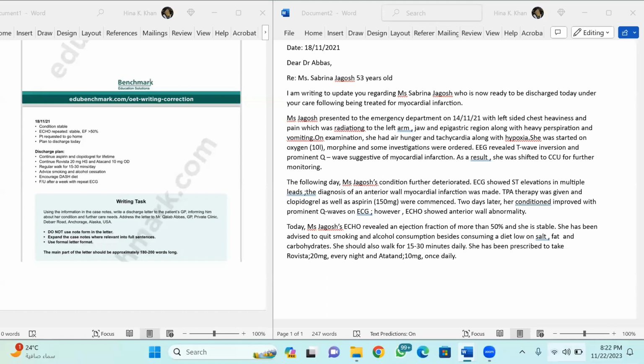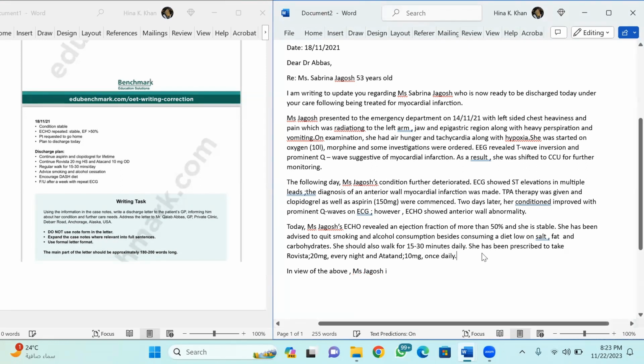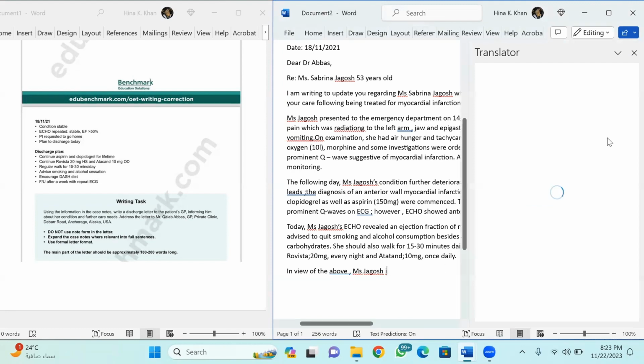Now we are going to write the conclusion. Now we'll write, in view of the above, Ms. Jagosh. If you want, you can write this also. If you don't want, you can omit this also.